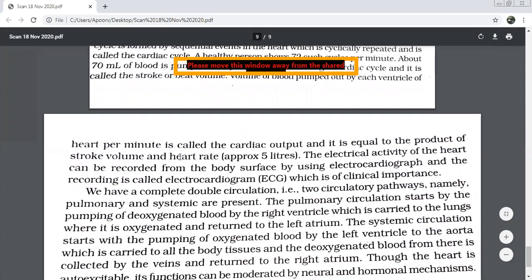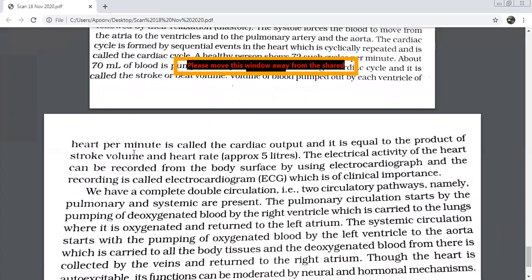How many liters is this? 5 liters. Yes, 5 liters. The electrical activity of the heart can be recorded from the body surface by using an Electrocardiogram, and the recording is called as Electrocardiograph.